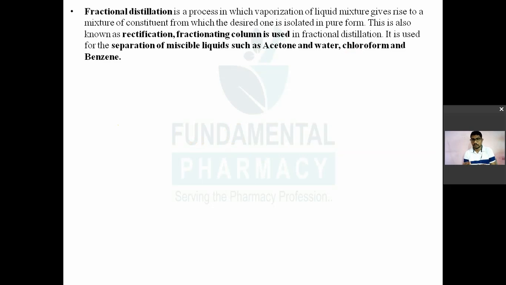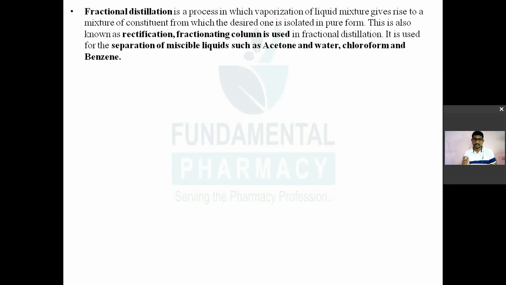Which will give rise to a mixture of vapor plus liquid, which is then again condensed in the fractionating column. So that again that mixture will have less liquid content, more vapor content. Again the same vapor gets entrapped into another fractionating column, where again more vapor and less liquid will be the composition. So I will explain this. Fractional distillation is the process in which vaporization of liquid mixture gives rise to a mixture of constituents from which the desired one can be isolated in pure form.